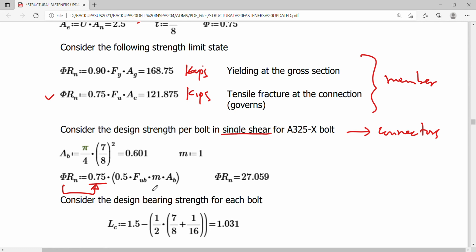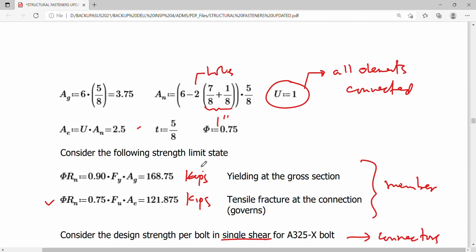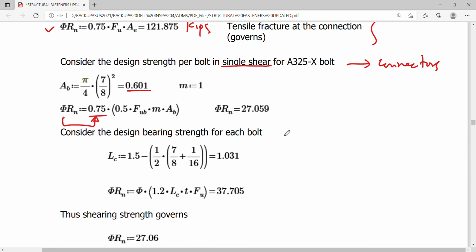So this is considering no reduction on the thread. If you go back to the shear formulas, this is 0.5 FUB AB, where AB is simply this one, and M is 1, and FUB is simply the bolt ultimate strength, equivalent to 120 ksi. So we have phi RN equals 27.059, but this is only for one bolt. So this is good for one bolt only.